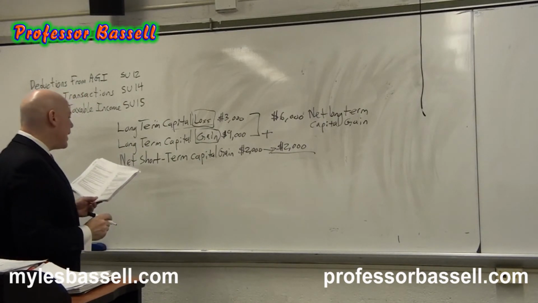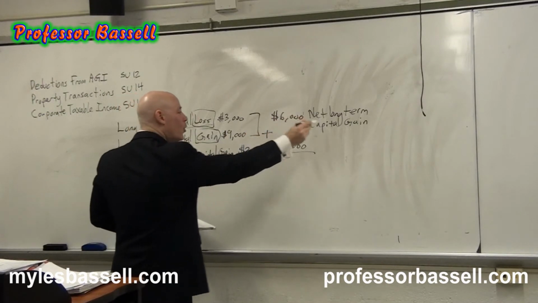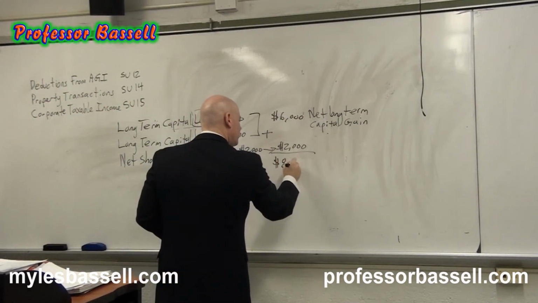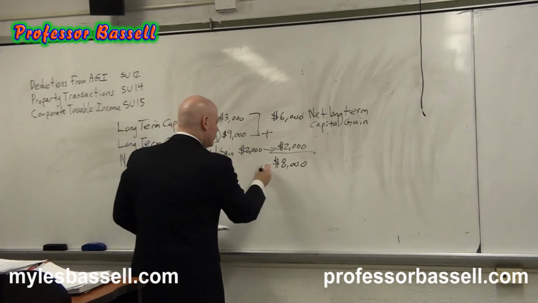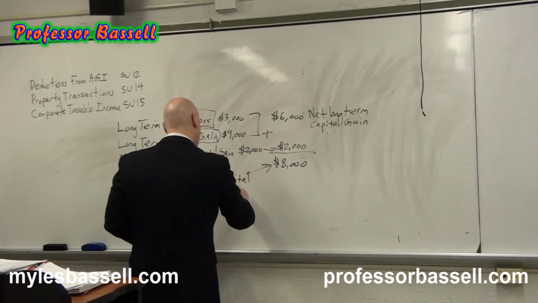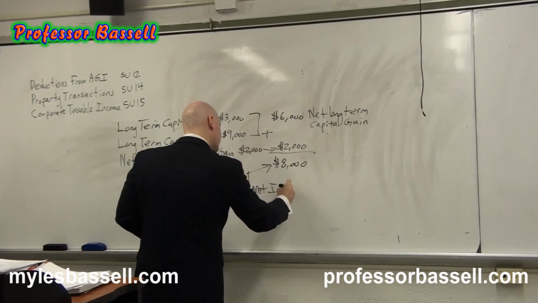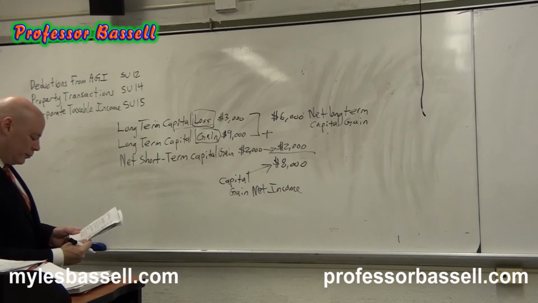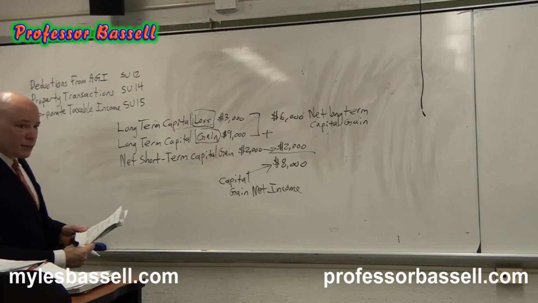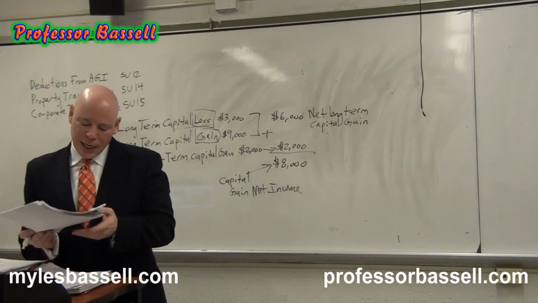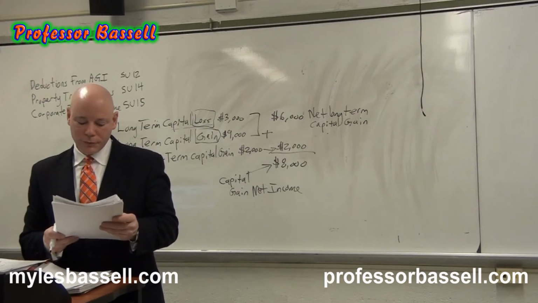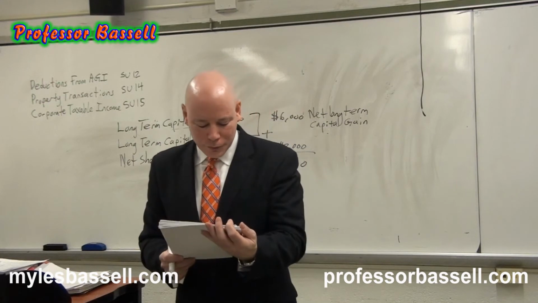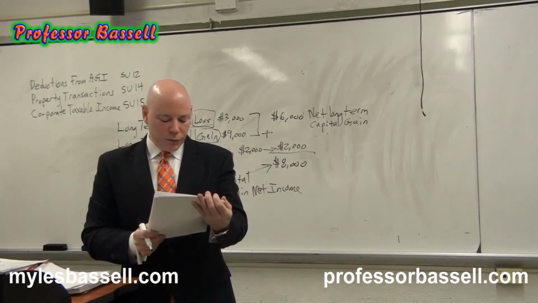So to get the capital gain net income, we have to add these two. We add the net long-term capital gain to the net short-term capital gain, and we get $8,000. That's the capital gain net income. So you're going to see something like that on the exam. All right, we still got a couple more minutes before we go. Let's take this example.